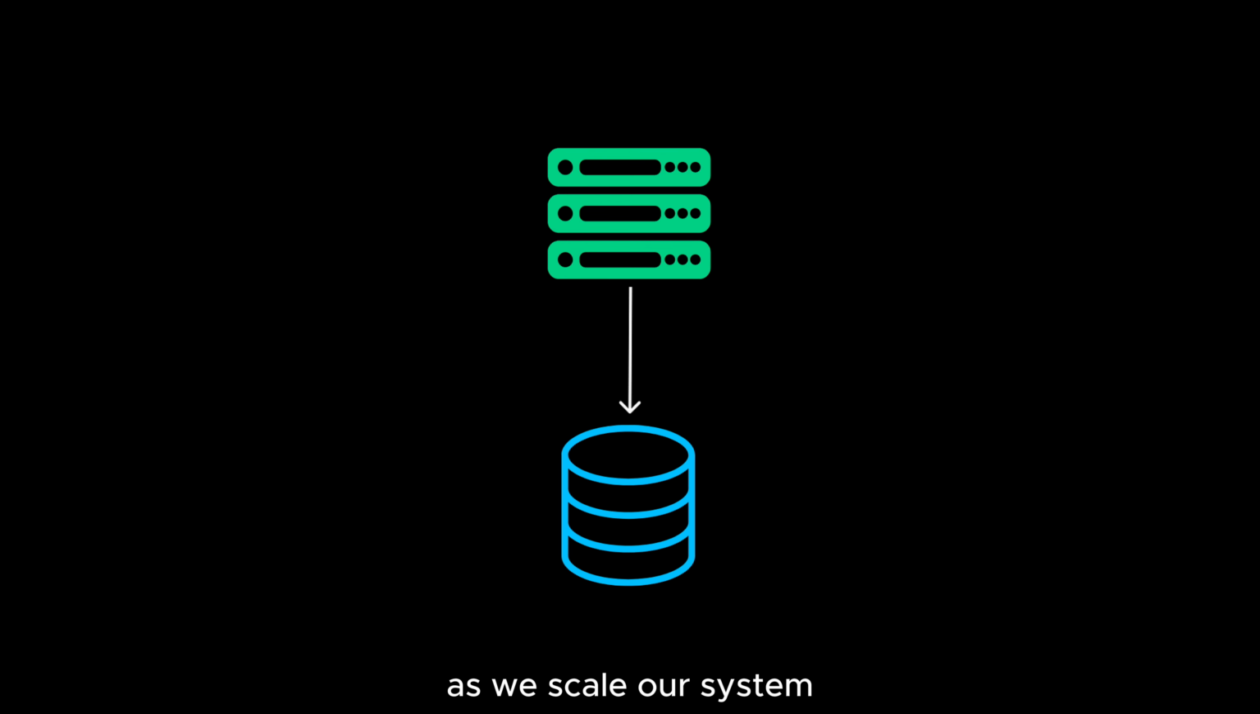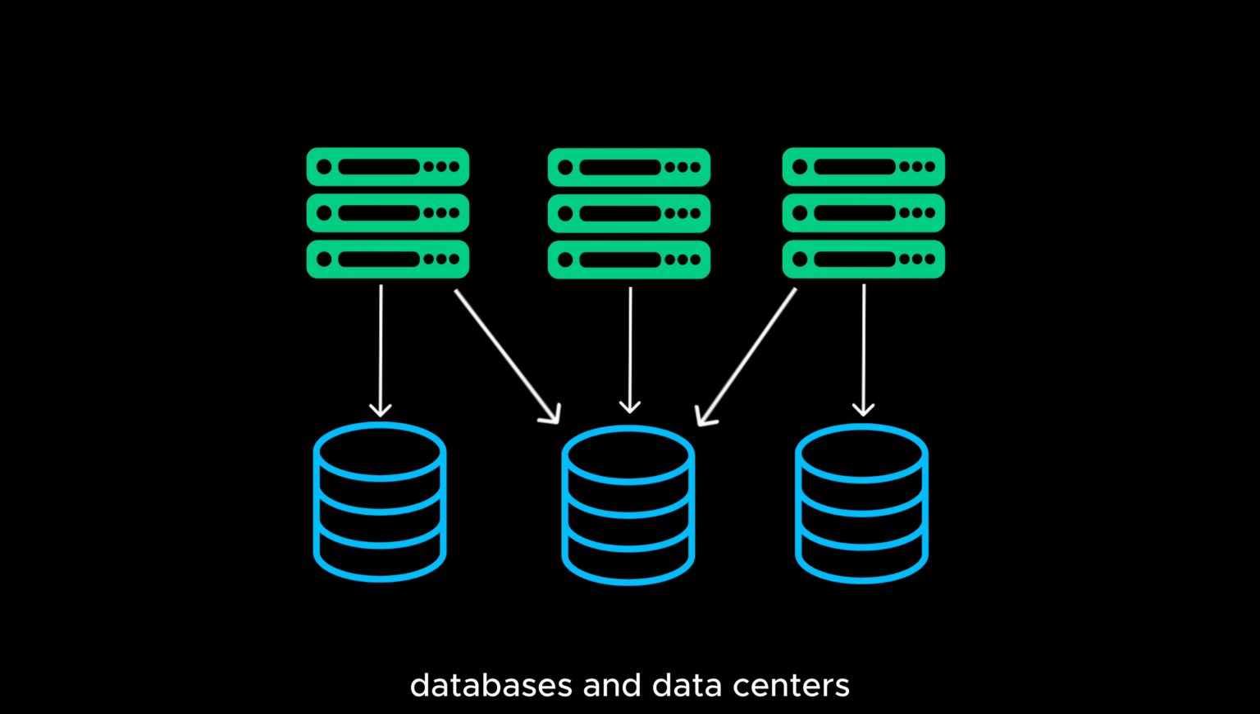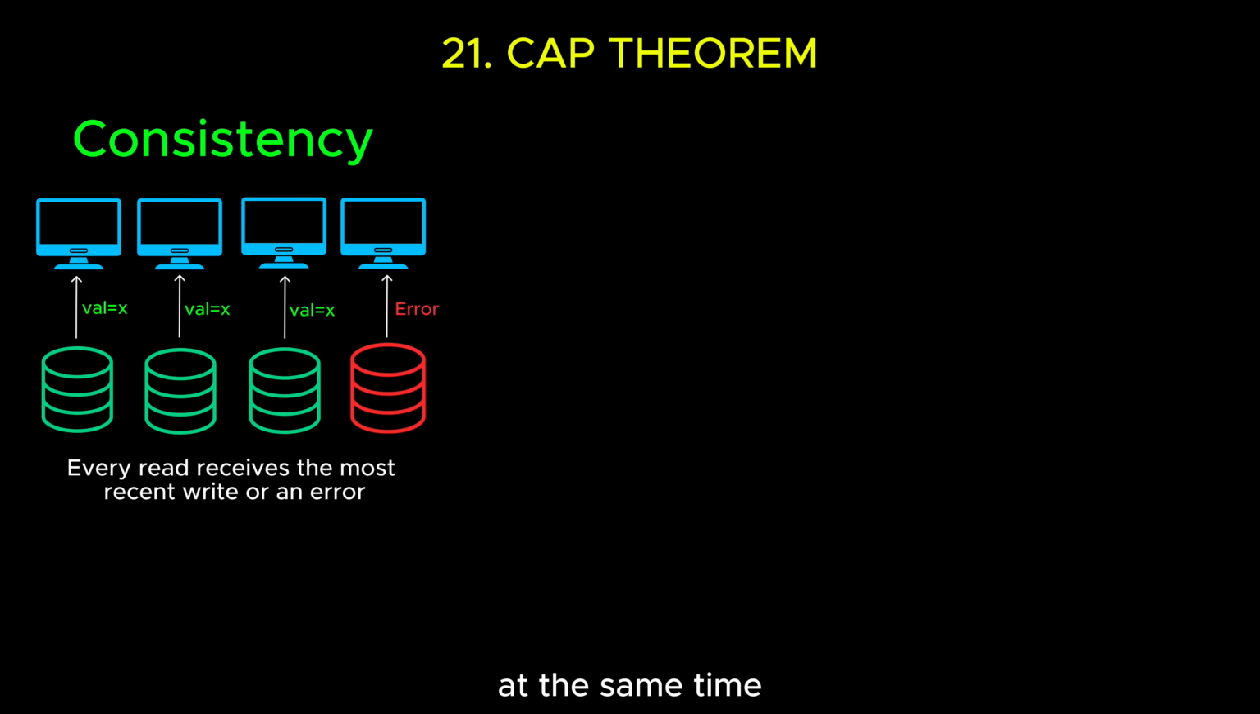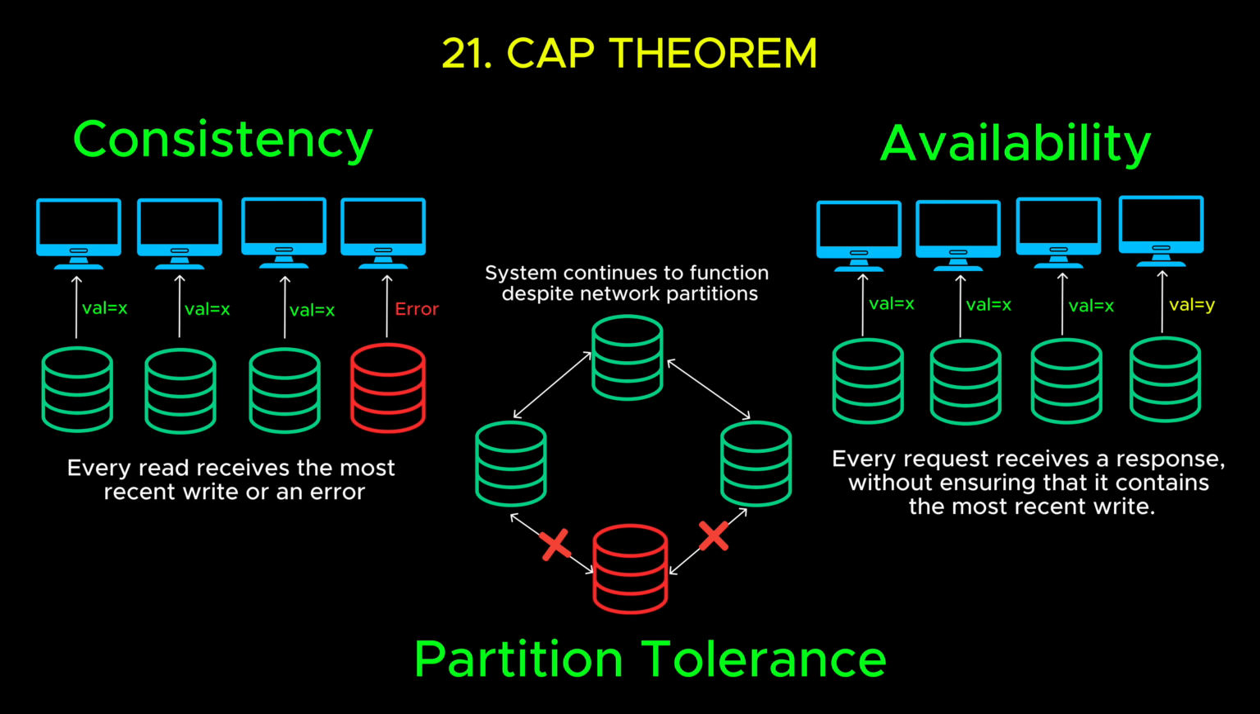As we scale our system across multiple servers, databases, and data centers, we enter the world of distributed systems. One of the fundamental principles of distributed systems is the CAP theorem, which states that no distributed system can achieve all three of the following at the same time: consistency, availability, and partition tolerance. Since network failures are inevitable, we must choose between consistency plus partition tolerance or availability plus partition tolerance.